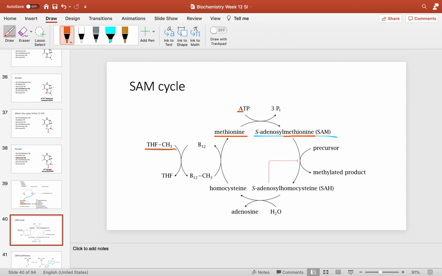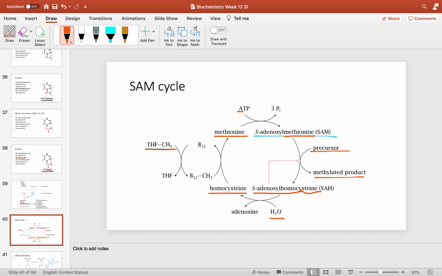So now SAM has a methyl group that's highly reactive. So it can donate this methyl group to any precursor and form a methylated product. And in this process, it'll lose that methyl group once it's donated, and it'll be turned into SAH, S-adenosyl homocysteine. Now, SAH is not really useful, so we're going to cleave off that adenine and ribose sugar that we had added on in this step. So we just hydrolyze that off, and we're going to be left with homocysteine.